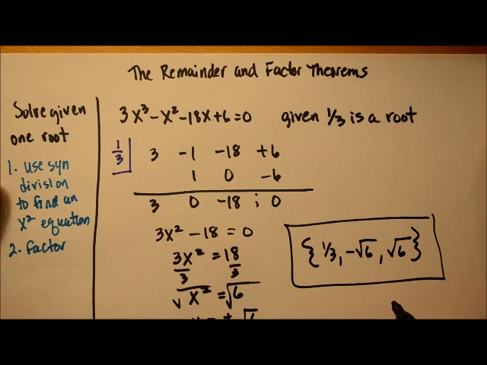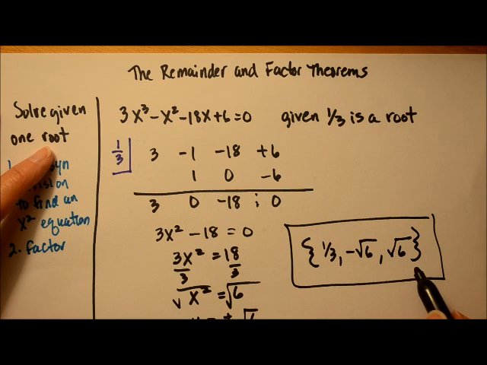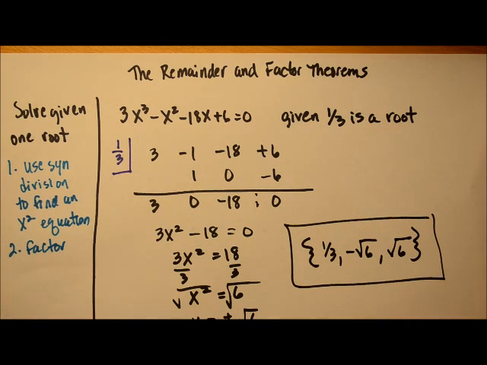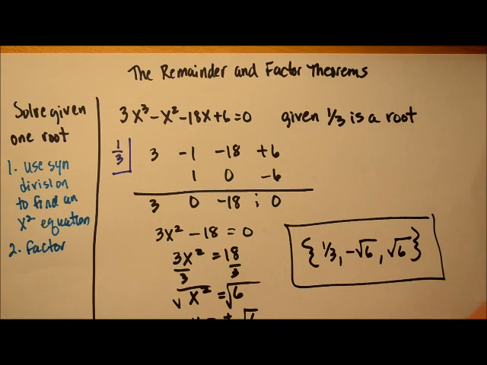So they gave me one root, and I can find the other two. All I have to do is use synthetic division, and then factor. Synthetic division is my step that gets me to that x squared equation, which I know how to factor. I've got all kinds of tools to factor something that's an x squared equation.